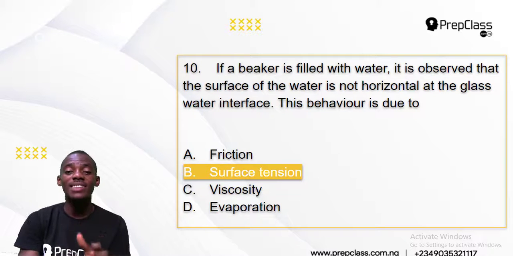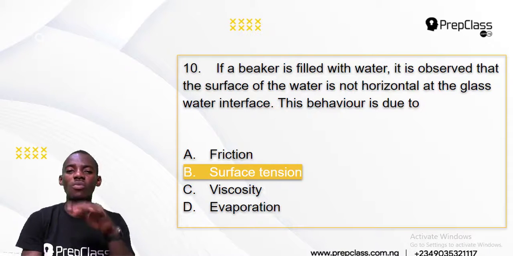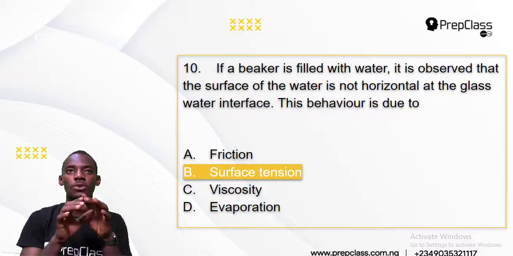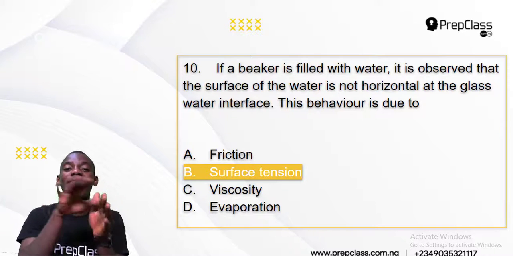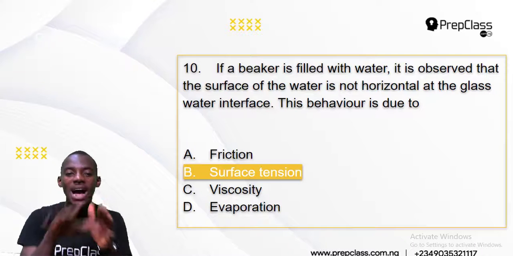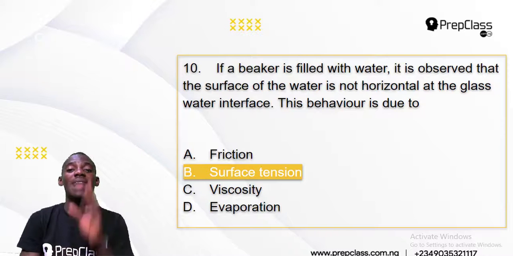And that is the reason why it is not straight. Surface tension makes the surface of water open up. That means it will behave like it is covered by a thin skin, right? And that's the reason why water forms that meniscus.